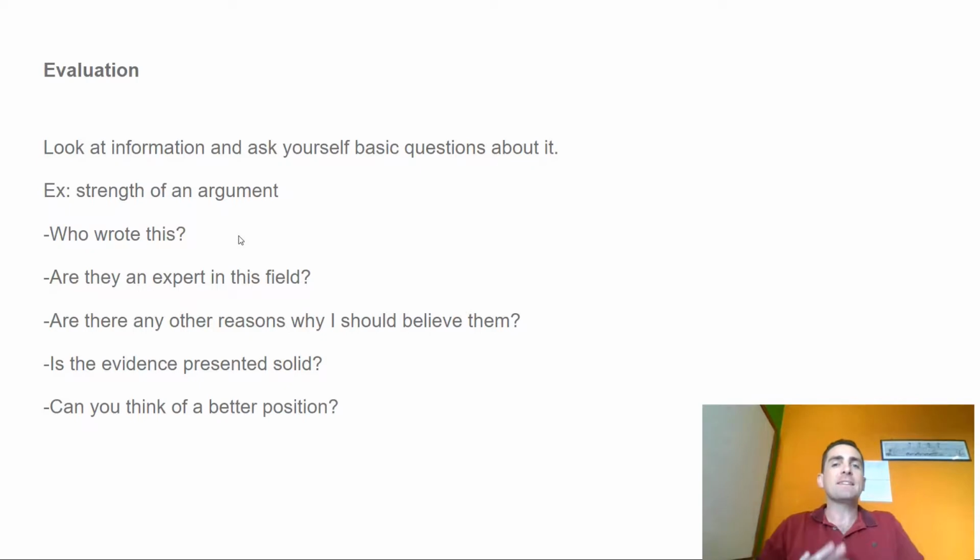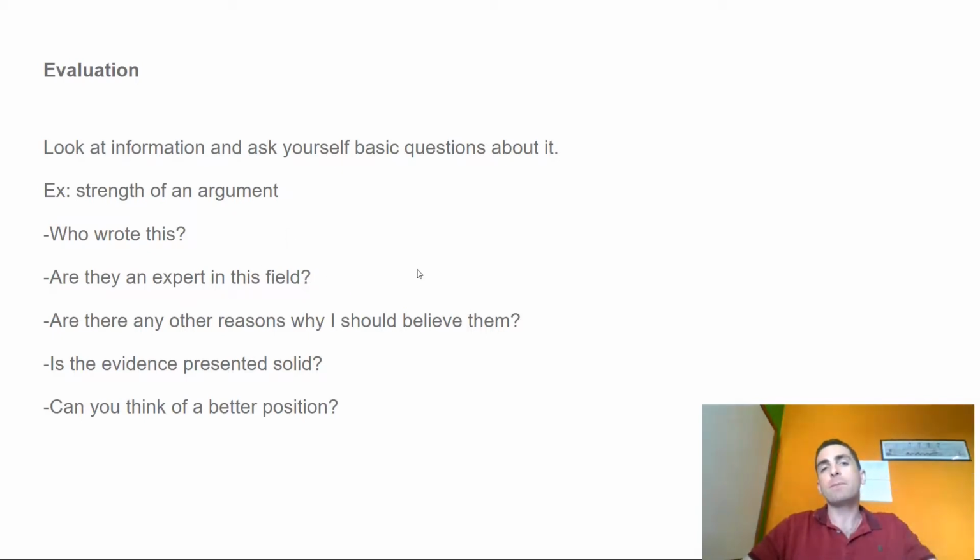So maybe it's an argument about health. Maybe it was written by a doctor. So if it's written by a doctor, you can evaluate that that's quite a strong position. It's quite a strong argument because doctors, yeah, they're knowledgeable. That's their area of expertise. So yeah, that would be my evaluation of it. Are they an expert in the field?